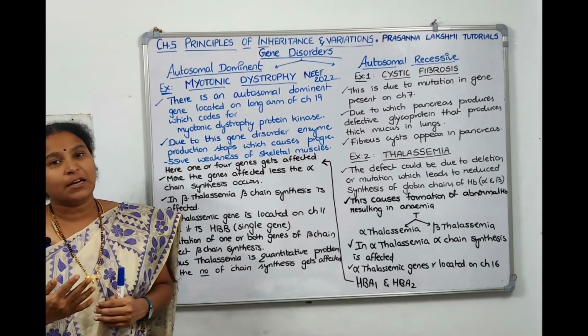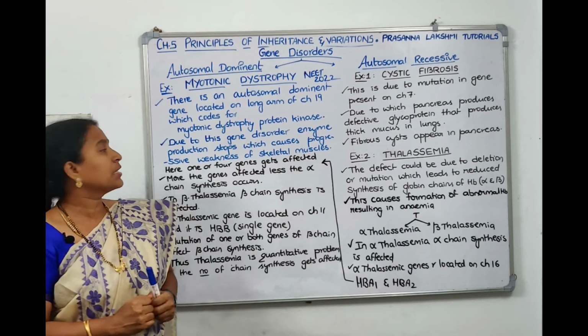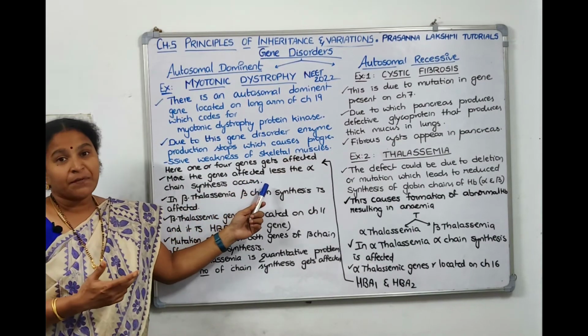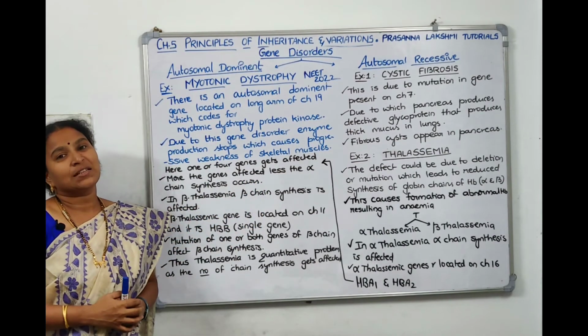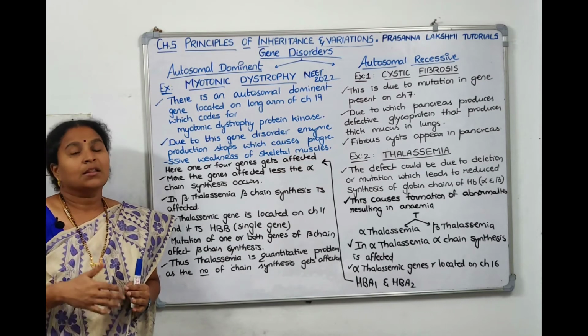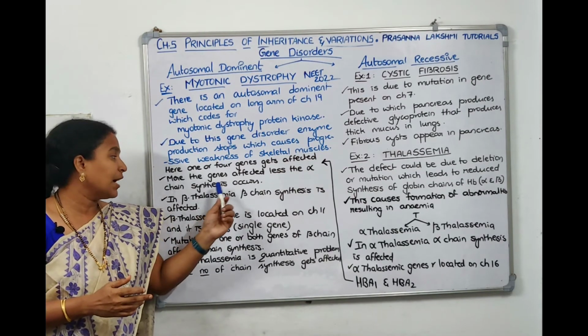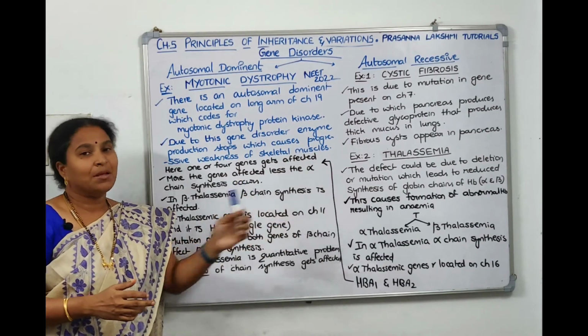If 3 and 4 get affected, then many hemoglobin molecules get affected. So the more genes affected, the fewer alpha chains are made. The more genes affected, the more the disorder. When there is more disorder, fewer alpha chains occur. Because of that, anemia will happen.